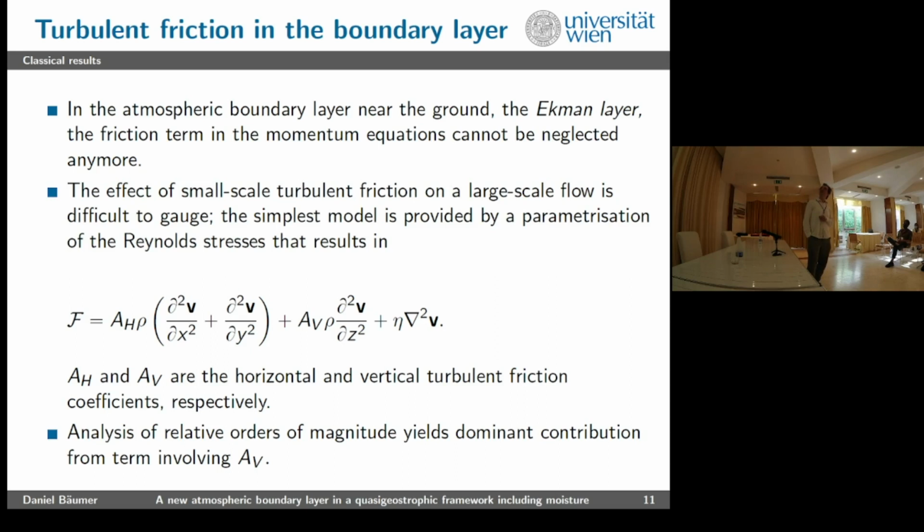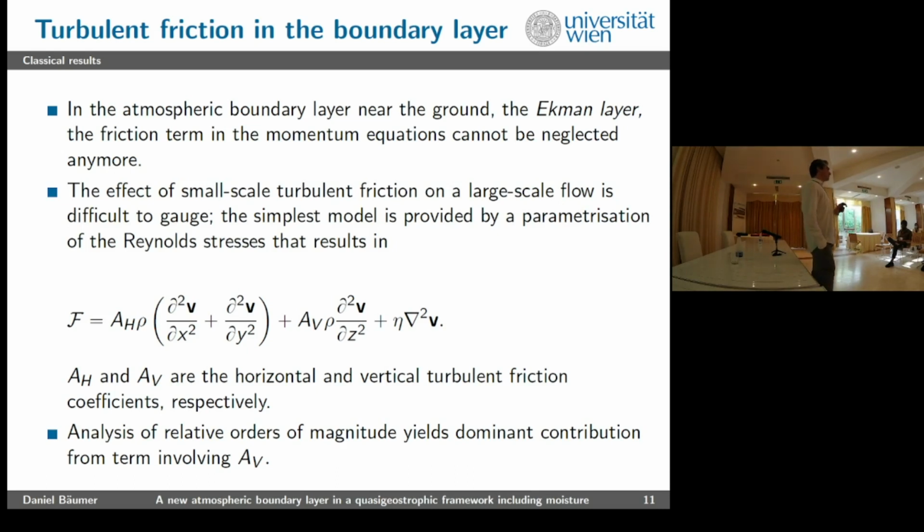And these terms here, if we just identify AH and AV, actually have a similar structure, right? So if those two were equal, which they are not in practice, then we just gain a molecular viscosity which is artificially enlarged, right? So this can maybe motivate a little why we choose terms of this shape. All right, and AH and AV are called horizontal and vertical turbulent friction coefficients, respectively.